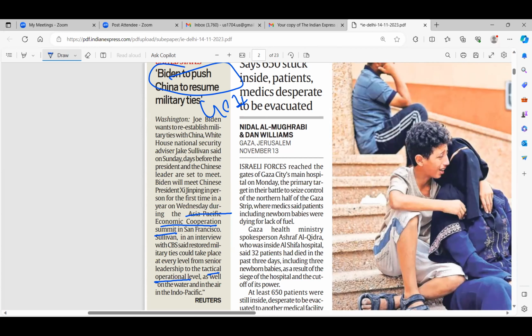Could take place at every level from senior leadership to the tactical operational level. These are also keywords in themselves. Senior leadership is where we say we will work together. Tactical operational means how to implement that understanding. Now, specifically, when he mentions the word Indo-Pacific in the last, if China and US are coming closer, then India has a very big stake in the Indo-Pacific. You have to be mindful of that as well. This is the GS2 perspective.